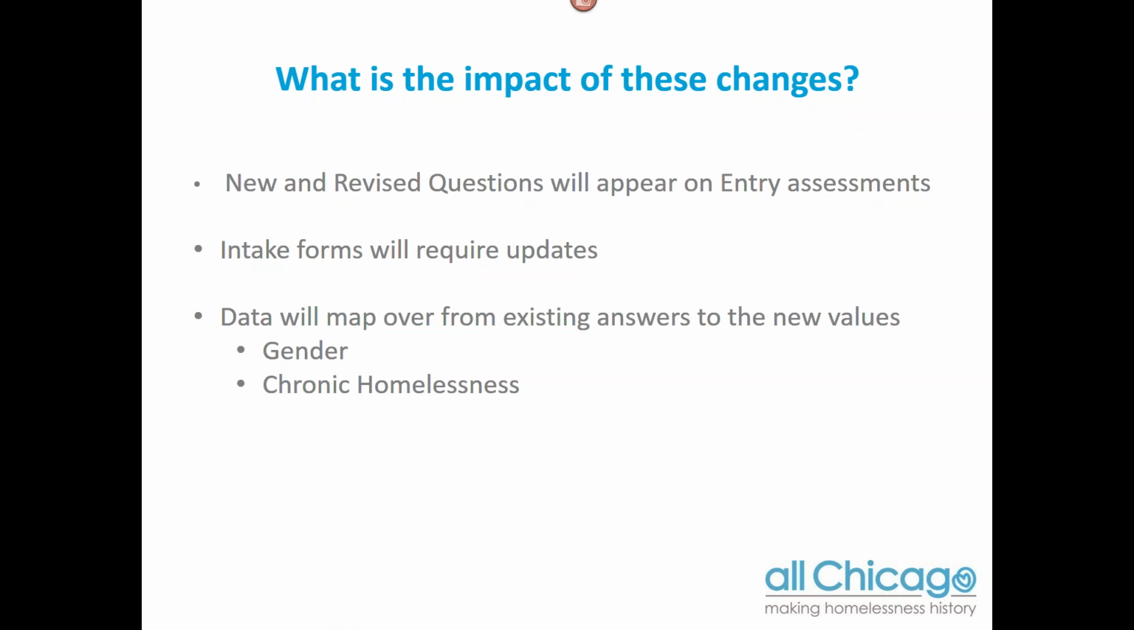But this also implies that your intake forms may not yet be completely up to date, because now that we've updated some of the available options in the system, you may find that you also have to add those options to your intake form. Do be aware that data has already been mapped over from the existing answers in the system for these values. Specifically, we'll look at how that worked with gender, and then also how that worked with chronic homelessness.